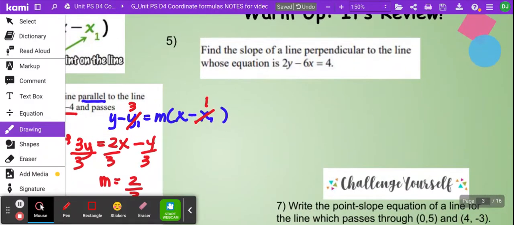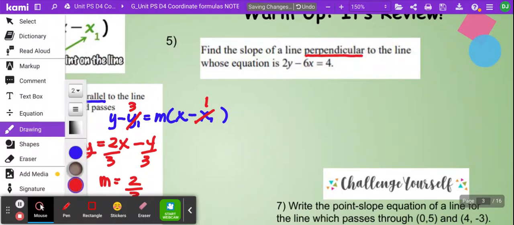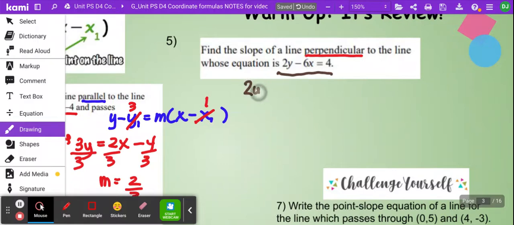Now it says find the slope of a line perpendicular to this line. Now remember, perpendicular lines are a little bit different. They'll have negative reciprocal slopes. But again, this is not user-friendly, so I have to get it in y equals mx plus b form, which basically means get the y all by itself. So I'm going to move minus 6x over, and it becomes positive 6x. Then I'm going to divide everybody by the 2, because again, I want that y alone. And notice what I discover is that the slope is 3.